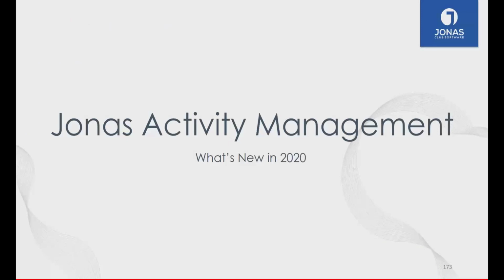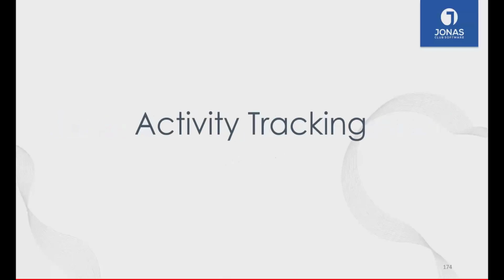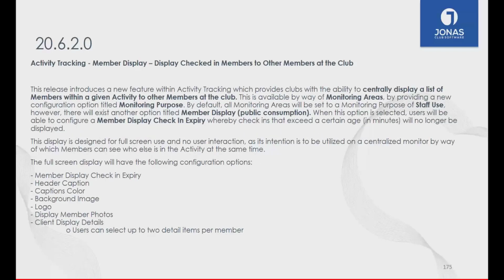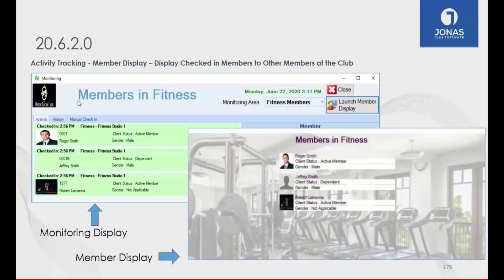And so let's go right into Jonas Activity Management, or JAM for short. First module in JAM, we have activity tracking. And one new feature in here, I think it may be a little bit more helpful if I show you the screenshots. Right here, for the activity tracking module, you can show other members that have checked into that part of the club. So we have the monitoring display up there at top, and on the right-hand side, we have the member display. So you can see all the other members that have already checked into the fitness area.